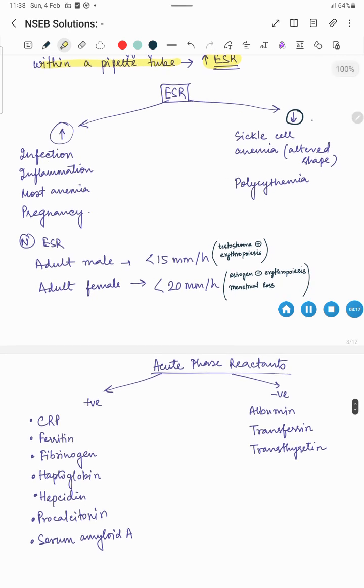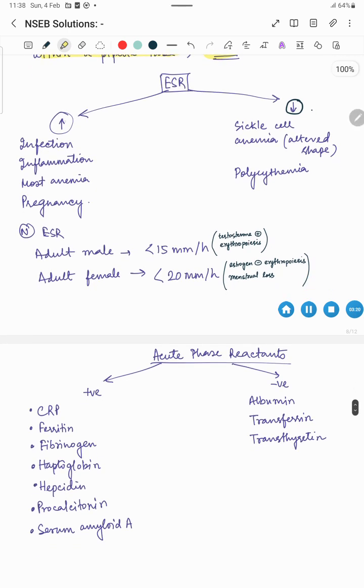Now let us see in which conditions the ESR increases and where the ESR decreases. ESR increases in case of infection, and in case of inflammation, as we have seen, due to these acute phase proteins. It also increases in most anemias. Why in case of anemias? Because in anemias, the amount of RBC is less, there are fewer negative charges, right? There is a tendency to clump. In pregnancy also, there is an anemic condition prevailing.